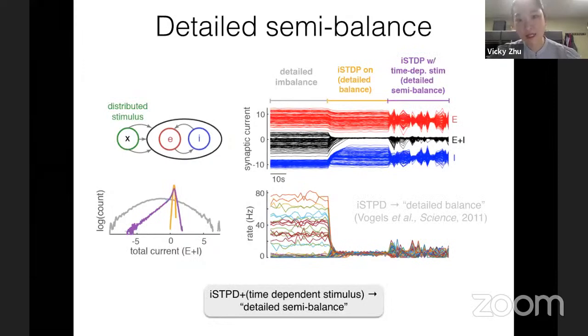What I have talked about so far considers time-constant input, but in a more realistic biological context, if we consider a time-dependent stimulus, we can see all the properties I talked about. The semi-balance will be achieved at this detailed level as well. As you can check out in stage 3 here, when we break the balance, the total current input leans towards some negative value, and some of the sectors form a balanced subnetwork. So all this together tells us that with this plasticity rule and the time-dependent stimulus, we have this detailed semi-balanced state.